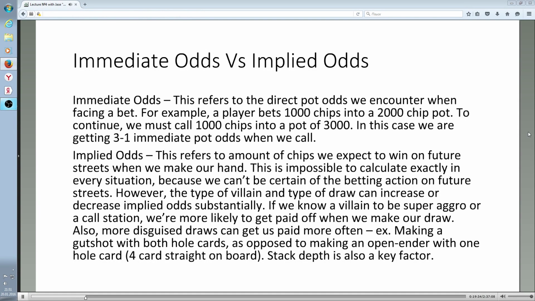And implied odds is something different. This refers to the amount of chips we expect to win on future streets when and if we make our hand. This is pretty much impossible to calculate exactly in every situation because, of course, we can't be sure of the betting action on future streets.